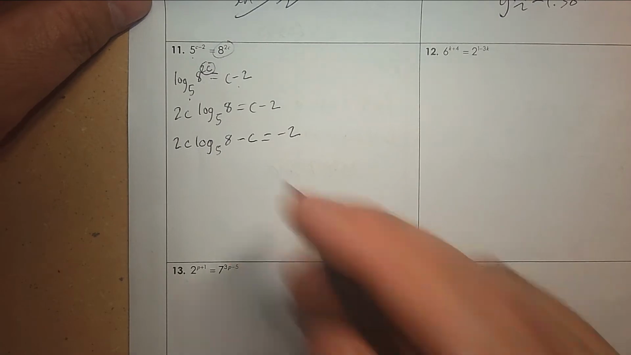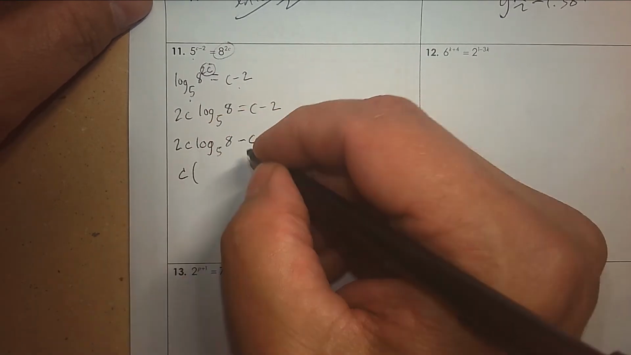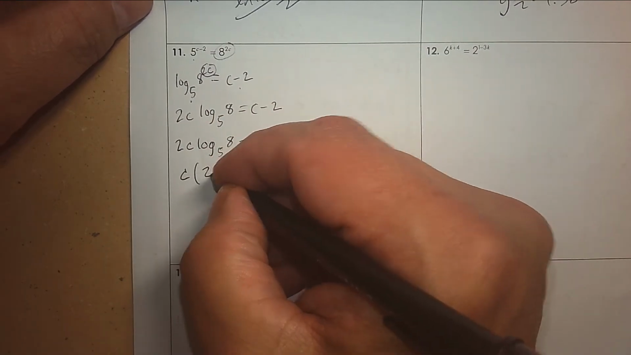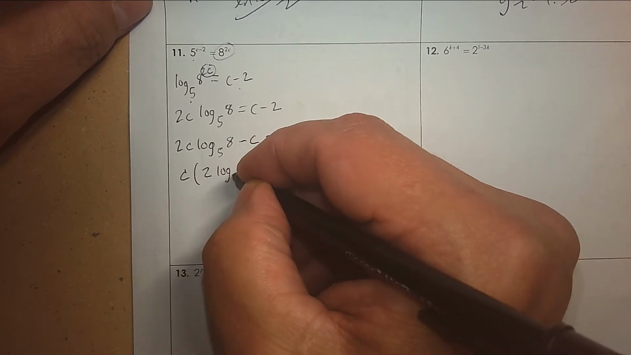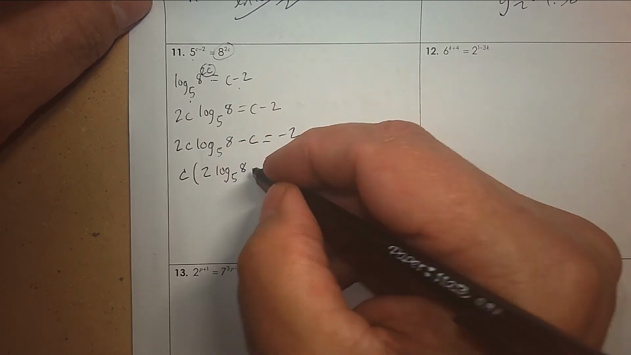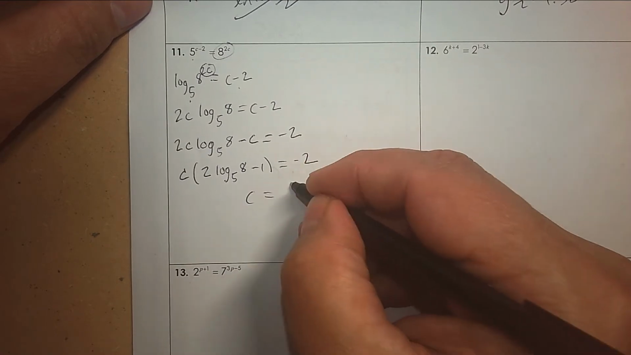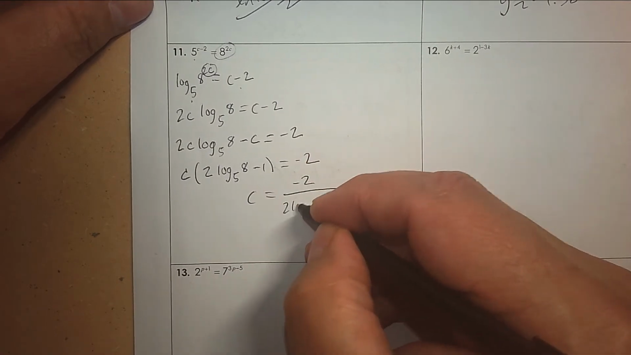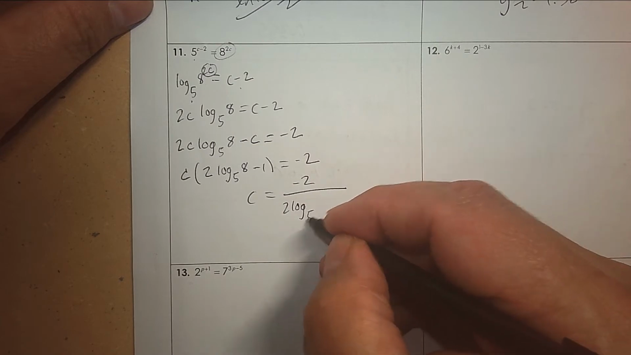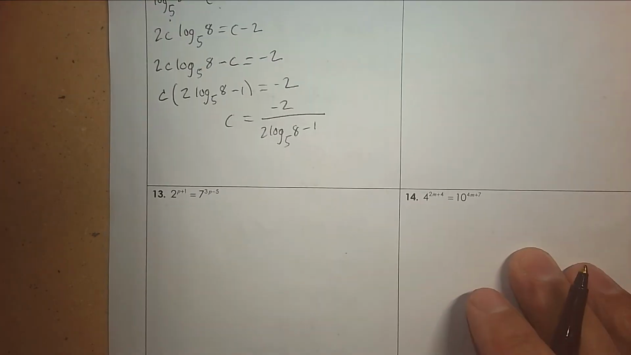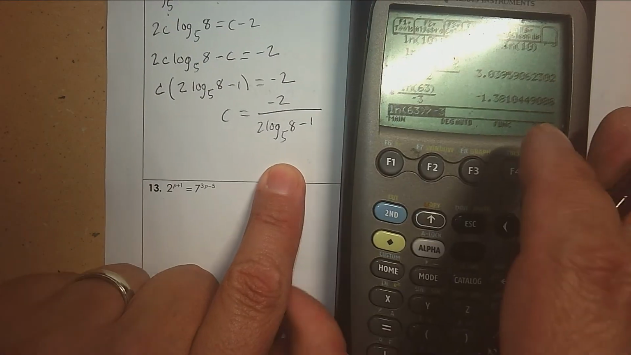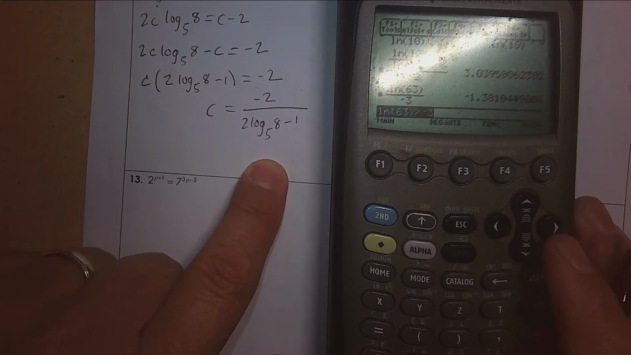And then I'm going to factor out a c. So factor it out of both, so then I can isolate it. So it's 2 log 8 base 5 subtract 1 is equal to negative 2. And then the last step is just to divide. And then use your calculator. Now we'll make sure we use it properly so that that whole denominator is going to be in there. So let's make sure we know how to type that in.